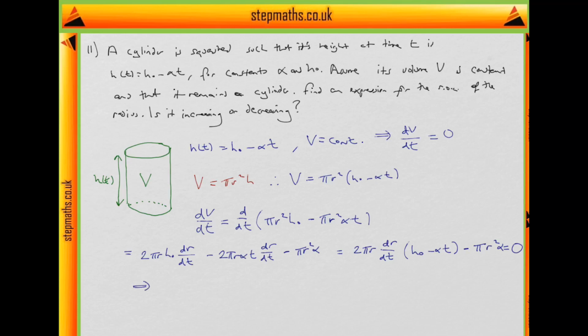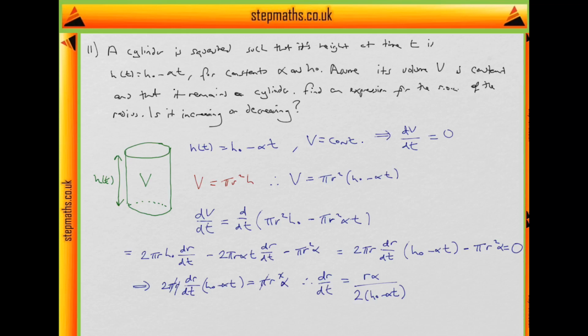Well, then this tells us that 2 pi r dr by dt times h0 minus alpha t is equal to pi r squared alpha. Or cancelling off pi's and powers of r, we get dr by dt is equal to r alpha over 2 times h0 minus alpha t. Now, is this increasing or decreasing? So is dr by dt positive or negative?